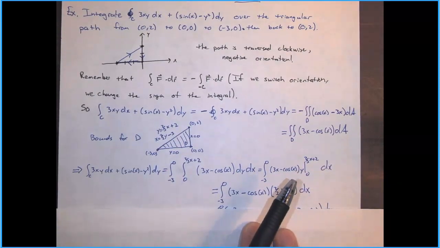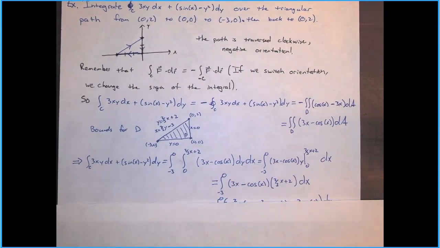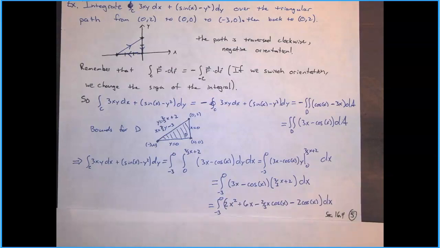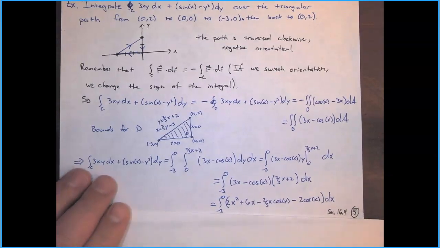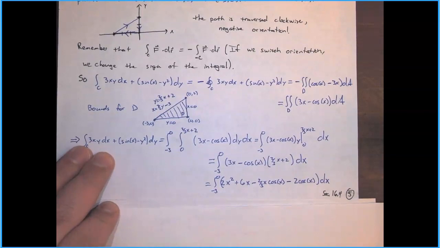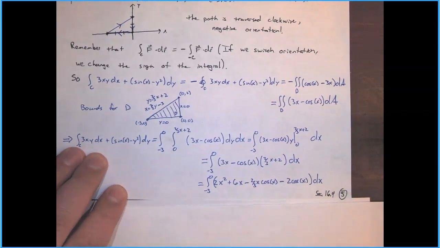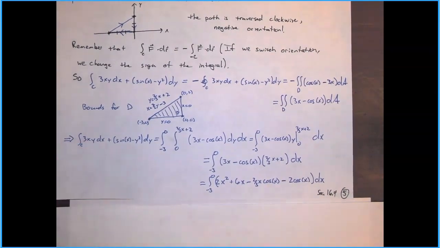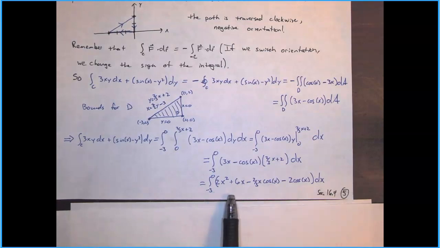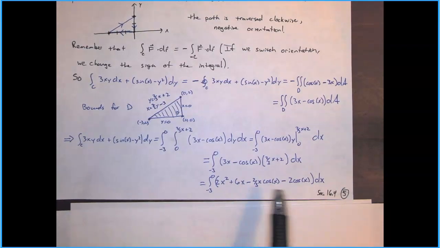So that gives me the integral from negative 3 to 0 of (3x − cosine x)(2/3 x + 2). I'm going to go ahead and FOIL or distribute, however you want to multiply those two binomials together. And that gives me 2x squared plus 6x minus 2/3 x cosine x minus 2 cosine x. Now, for the integral in x, these 3 terms, the first, the second, and the fourth term, I can go ahead and integrate. For this third term, negative 2/3 x cosine x, I'm going to have to integrate by parts.